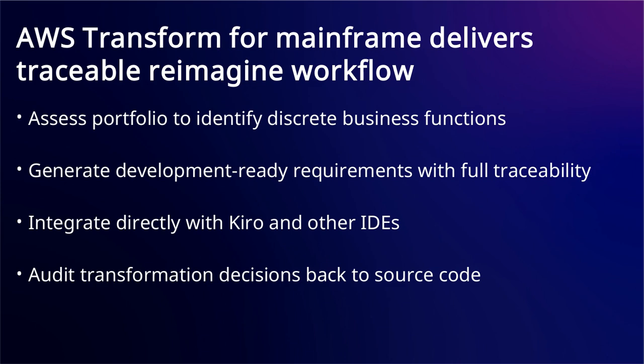Modernizing mainframe applications typically requires months of analysis across multiple tools for discovery, reverse engineering, and code generation, with manual handoffs between phases creating delays and inconsistencies. AWS Transform for Mainframe now provides a connected workflow from assessment through code generation for z/OS COBOL and PL/I workloads. You can assess your portfolio to identify discrete business functions that flow directly into the reimagine workflow. The service generates development-ready requirements with full traceability that integrate with Kiro and other IDEs through MCP-based connections.